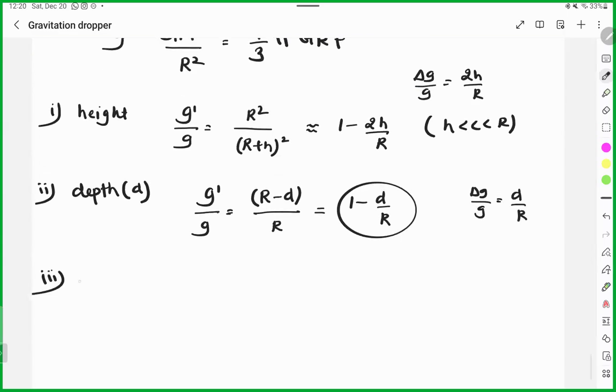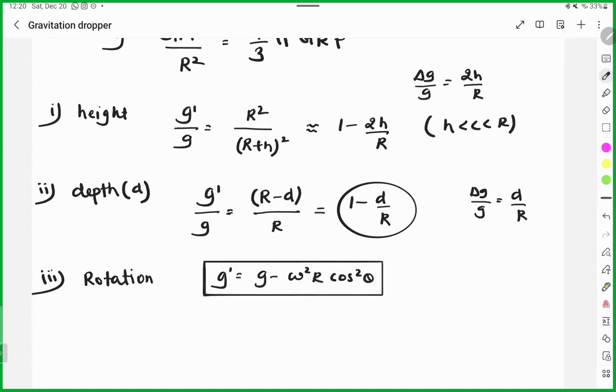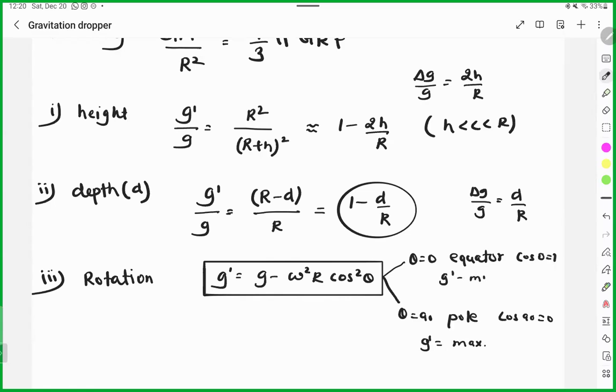Third, what is the impact of rotation? The impact of rotation is explained by g dash equal to g minus omega square r cos square theta. Theta has two possibilities. Theta will be 0 in case of the equator, and theta will be 90 in case of the pole. At the pole, cos 90 is 0, so the g value will be maximum. At the equator, cos 0 is equal to 1, so the g dash value will be minimum. So gravity at the pole will be greater than gravity at the equator. This was the summary.